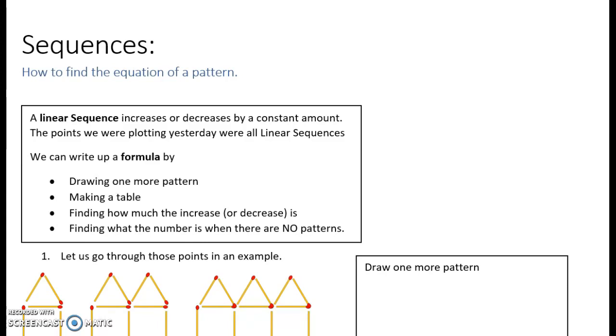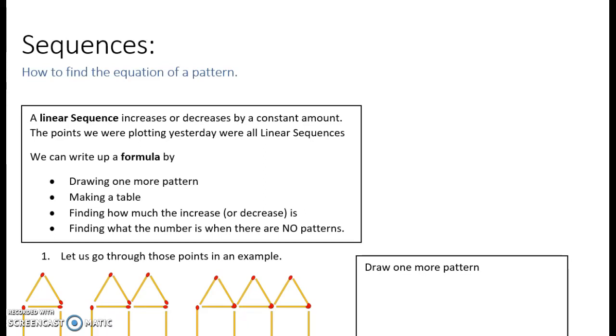Today we're looking at sequences. Sequences are patterns where the number goes up by the same amount each time. In fact, yesterday you were plotting sequences onto a Cartesian plane. A linear sequence increases or decreases by a constant amount. The points we were plotting yesterday were all linear sequences.